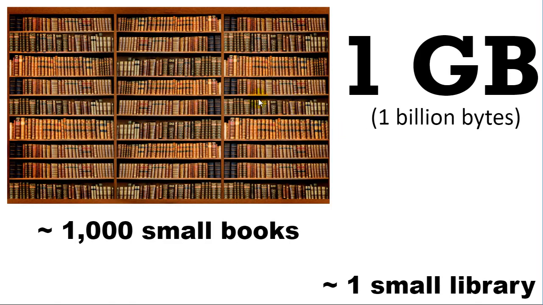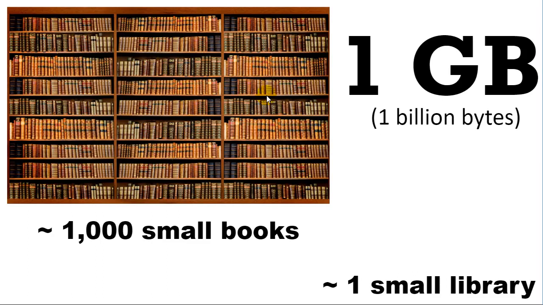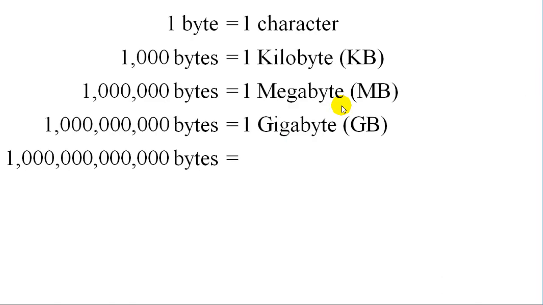Here's a small library. It's got 1,000 books in it or so. That's a gigabyte, 1,000,000,000 bytes. If a megabyte is just one small book, then a gigabyte must be 1,000 small books. Each one goes 1,000 times bigger than the other, huh? A gigabyte. Now, oh my goodness, what is this?